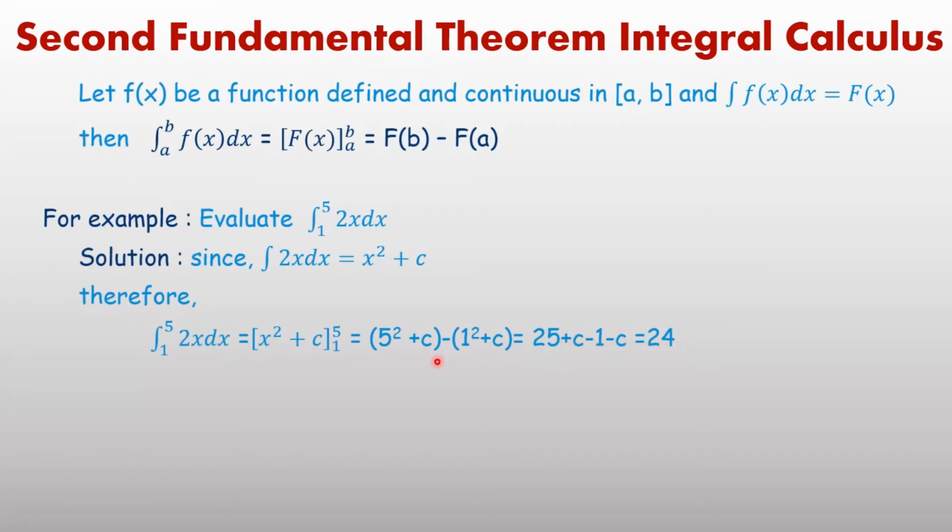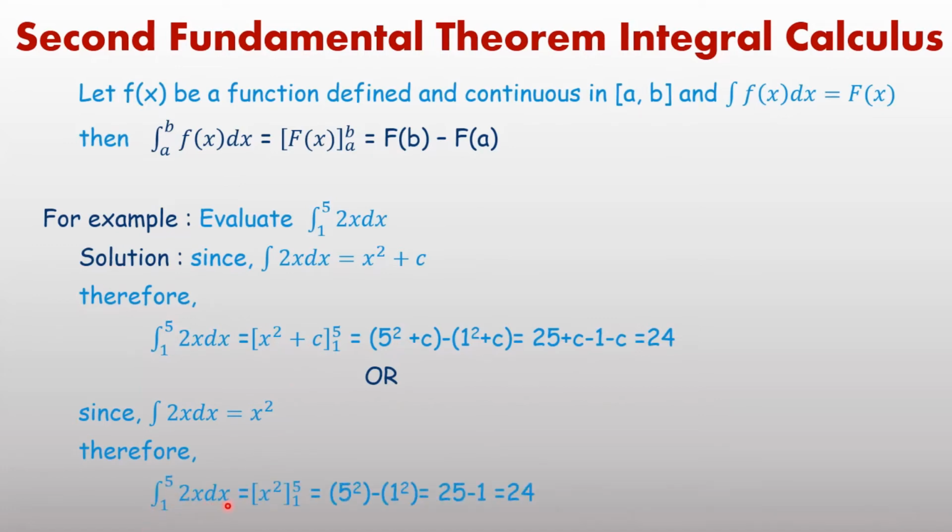It implies that for any value of c it will cancel out. Therefore, in the case of a definite integral there is no requirement to write c, because c will cancel out, and directly we can solve it. Integration of 1 to 5 2x dx as x square from 1 to 5. First, in place of x, write 5. So 5 square minus 1 square equal to 25 minus 1 equal to 24. And in this pattern, you can calculate the value of a definite integral.